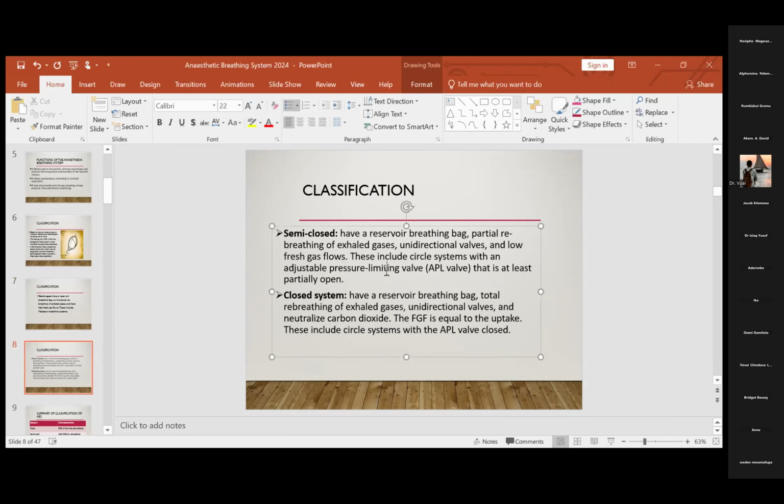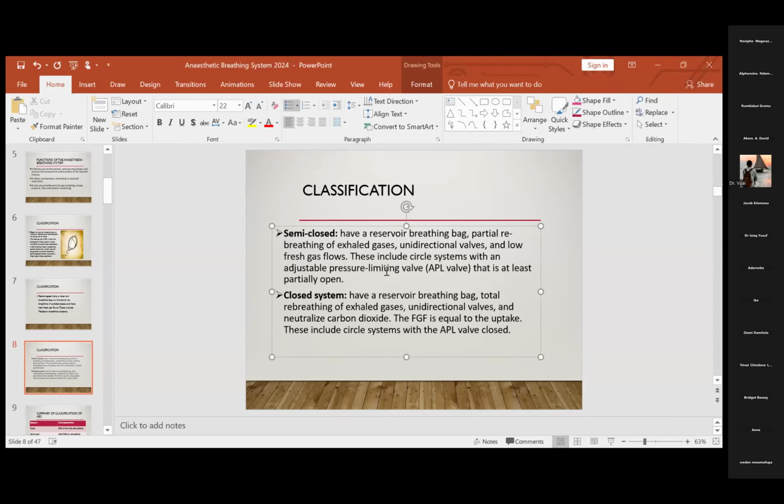Now we have the semi-closed. Here, the semi-closed has a reservoir bag. There's partial rebreathing of expired gases. There are unidirectional valves, and this one encourages low fresh gas flow. A lot of times we've talked about low flow anesthesia. I'm sure you are familiar with that. So both the semi-closed and the closed system allow low flow anesthesia.